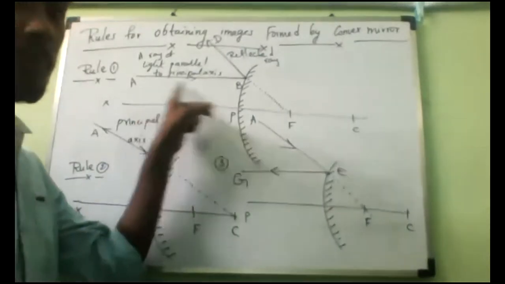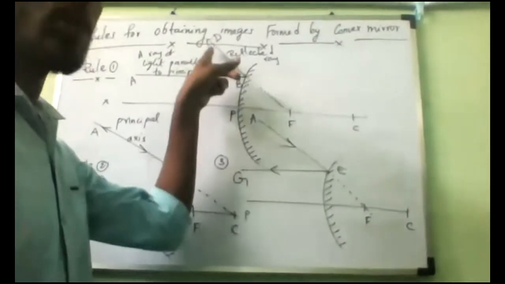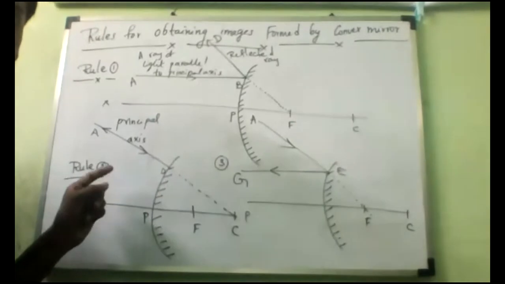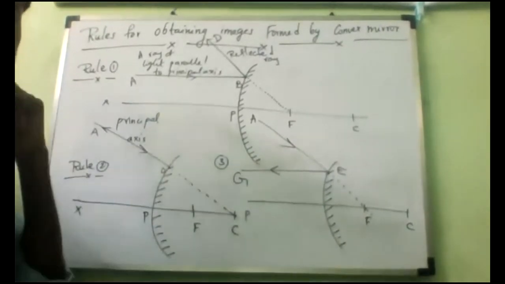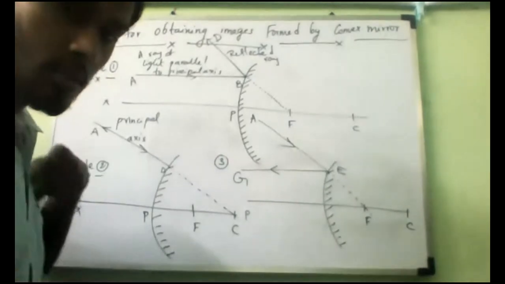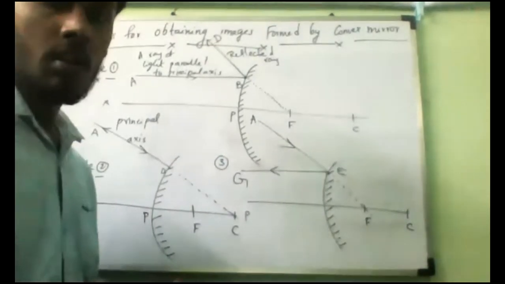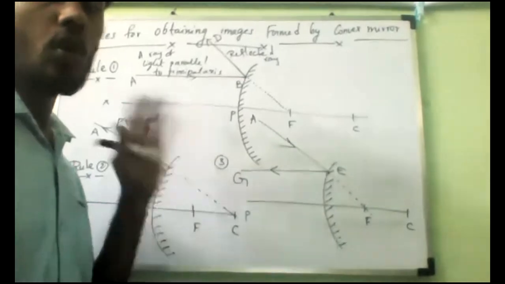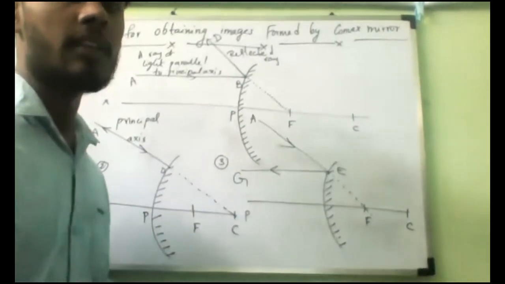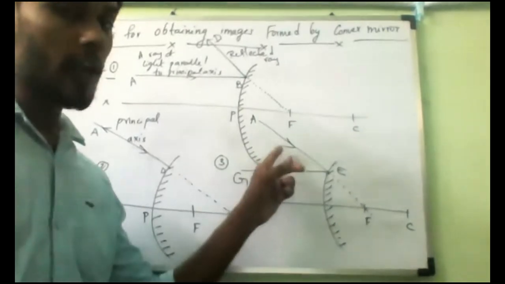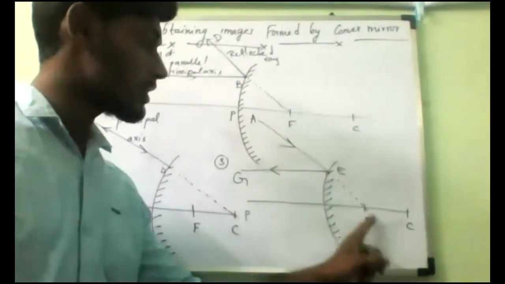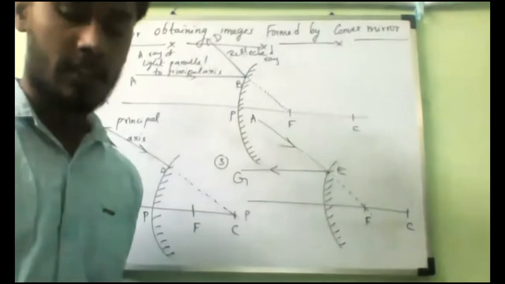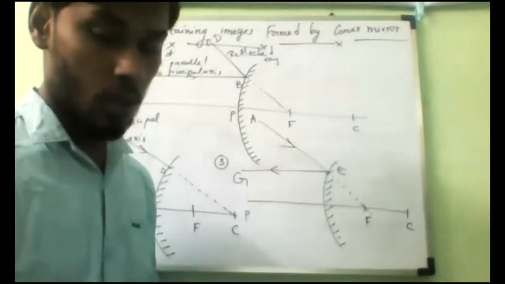Rule number 3. Understanding? Rule number 1: a ray parallel to the principal axis appears to go through the focus after reflection. Next, the second one: a ray which is going towards the center of curvature will go back again along the same path without any deviation. And rule number 3: the ray of light going towards the focus of a convex mirror becomes parallel to the principal axis after reflection. That is rule number 3.